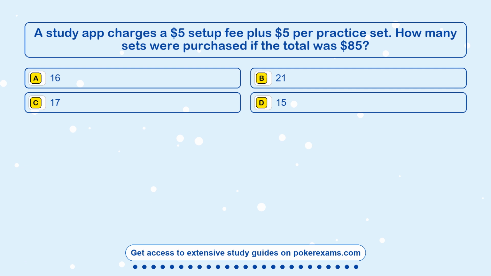Question 18. A study app charges a $5 setup fee plus $5 per practice set. How many sets were purchased if the total was $85? Option A 16. Option B 21. Option C 17. Option D 15.